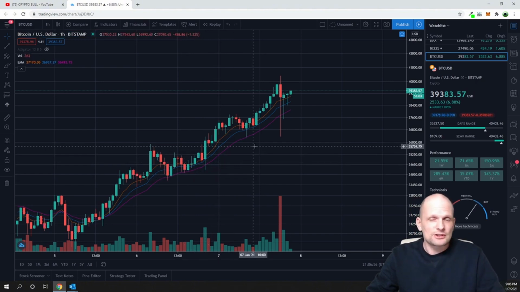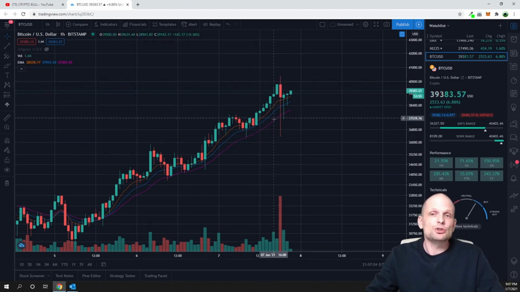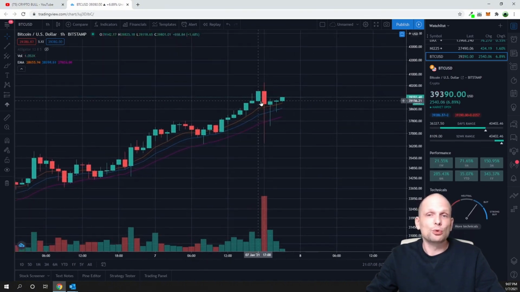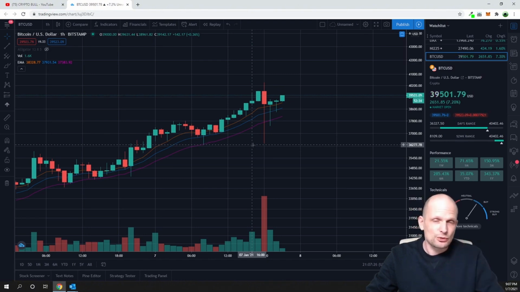And this will be just a quick video, like I mentioned, where I will simply explain the last move which happened here. As you can see, this huge red candle which just happened here, guys, when Bitcoin pulled back. Price was at $38,800 and it pulled back all the way to $36,000, guys. And what you see here is the strength of the market.